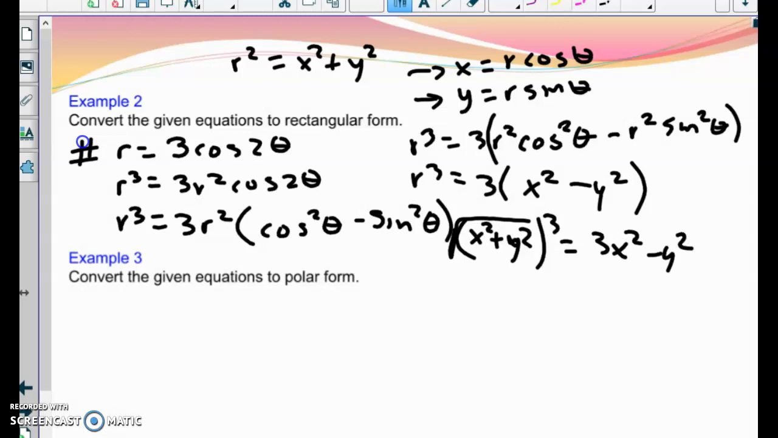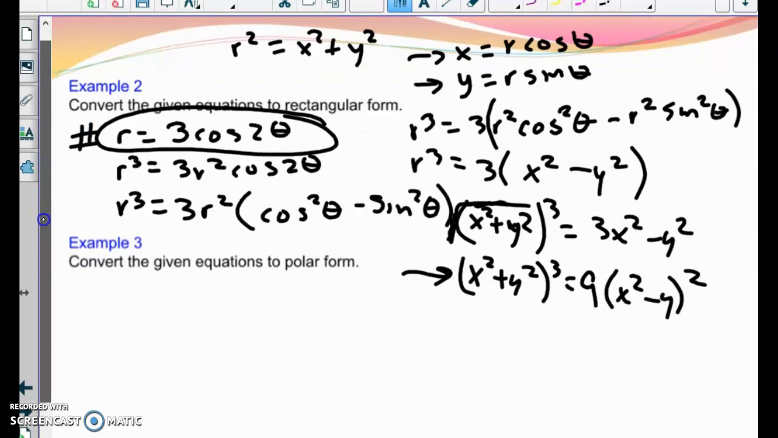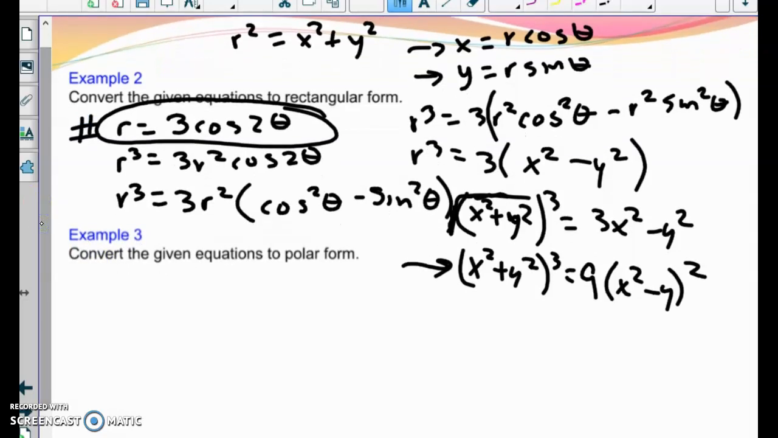And doing one more step of simplifying to get rid of that square root there, I'm going to square both sides, and I'm going to get x squared plus y squared cubed. Get rid of that square root, so I'm going to square the other side, which gives me 9 times the quantity of x squared minus y squared squared. So there I've converted this guy into rectangular coordinates. I didn't solve it for y equals. They don't ask me to do that. They just want me to change it into rectangular coordinates in x and y.